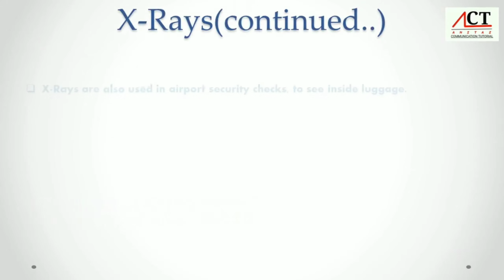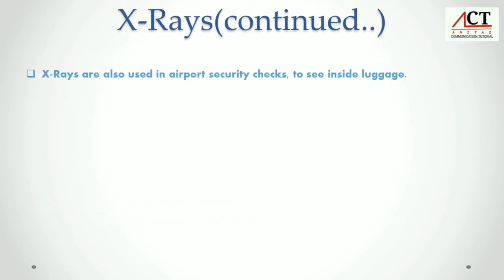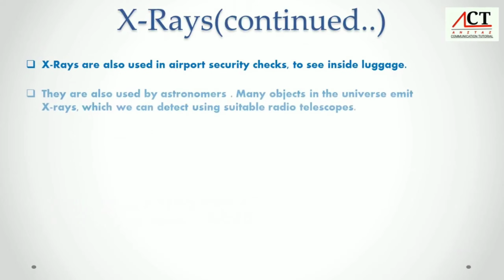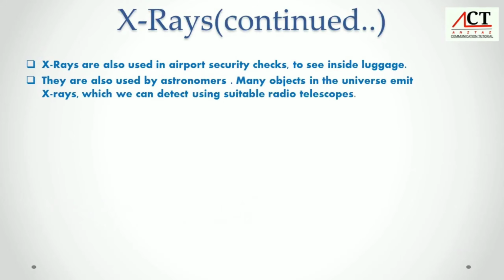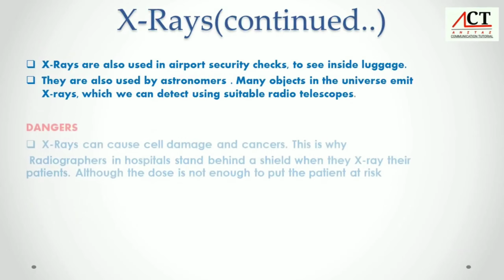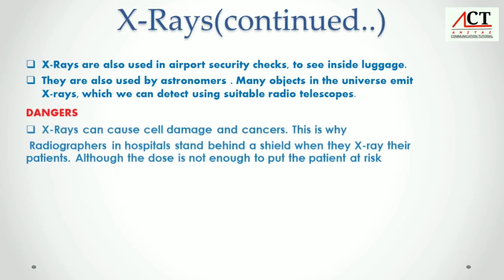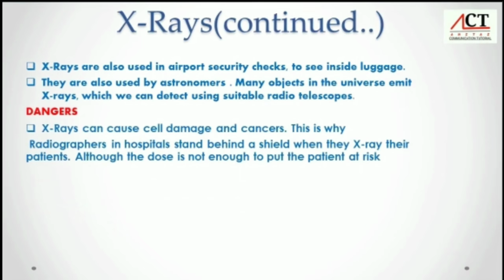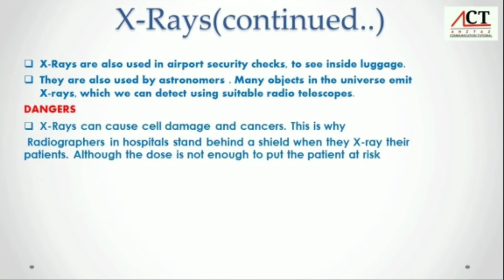X-rays are also used in airport security check to see inside the luggage. They are also used by astronomers. The dangers of X-rays is that it can cause cell damage and cancers. So radiographers in hospitals stand behind a shield when they take X-rays of the patients.